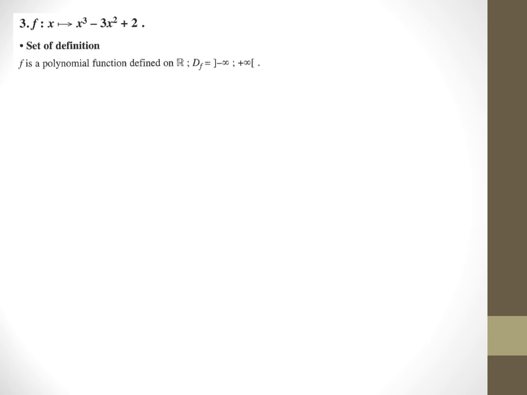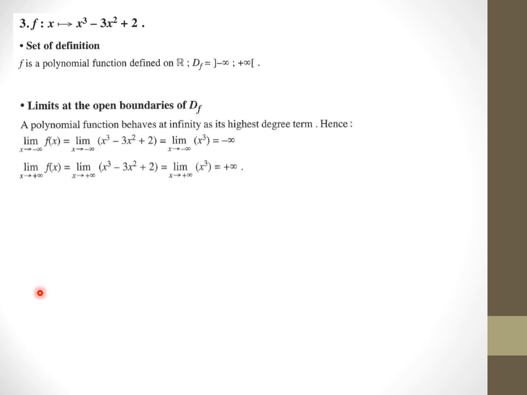And now we're going to take the third example. We have x cubed minus 3x squared plus 2. Also, this is a polynomial, so the domain of definition is from minus infinity to plus infinity. Now we're going to do the limit at open boundaries. The limit of f of x when x tends to minus infinity is minus infinity, and the limit of f of x when x tends to plus infinity is plus infinity.